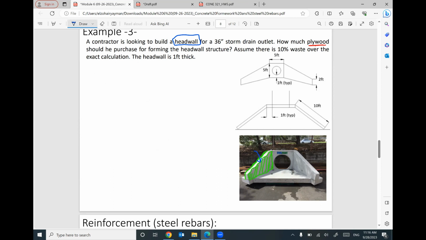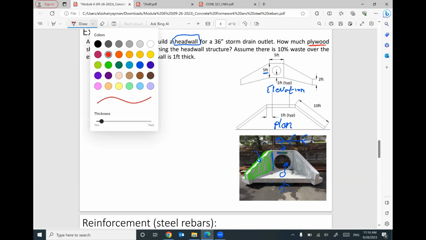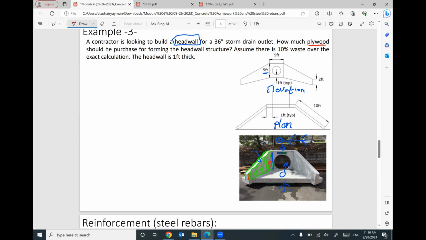That makes sense? So if you look to the elevation, if you are standing in front of this wall and look, you will see this elevation. If you look from the top, if you are at the top of this wall and look, you will see this plane. That makes sense? So what is the length of this side? It will be 5 feet, given in the elevation, 5 feet. What is the height at this side? It will be 2 feet.